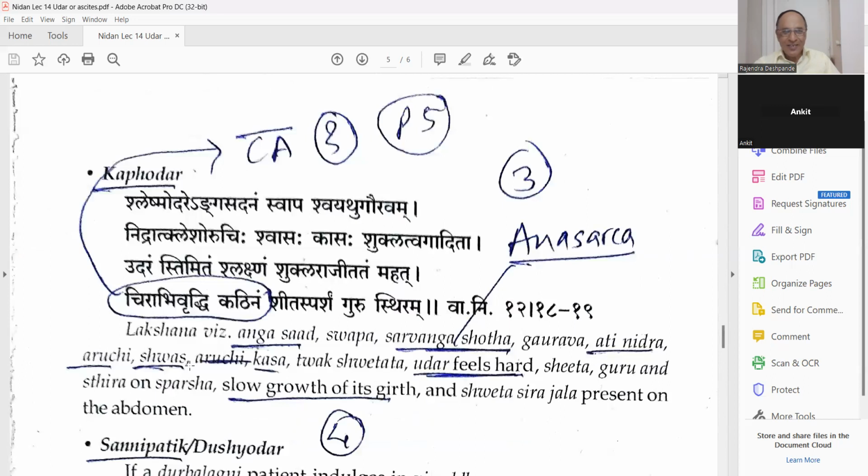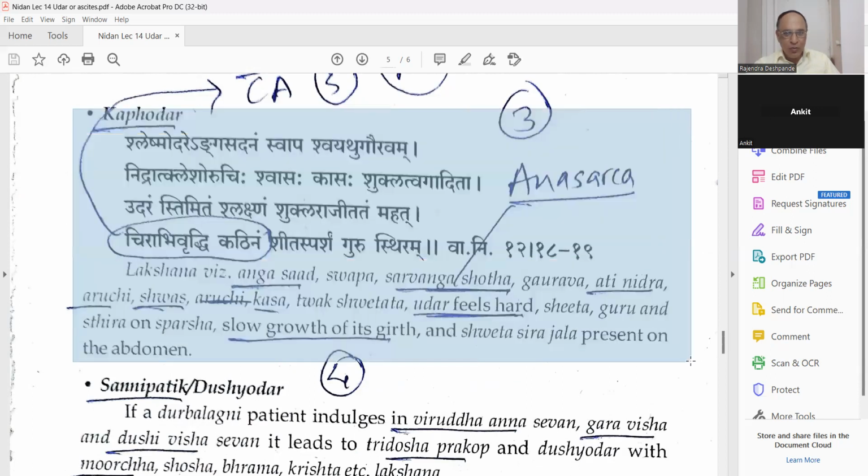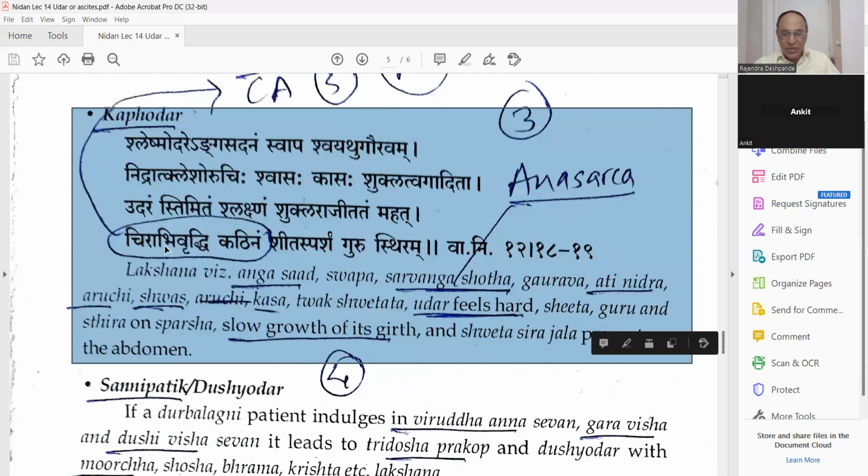For any disease. Now, Kaphodara. Can you see Chirabhivruddhi? I will mark it for you so that you can concentrate over here. Can you see this word? Chirabhivruddhi. Kathina, hard. Kapha is always hard. Pitta is soft. Okay. Angasad, debility of the whole body, energy has been drawn out.